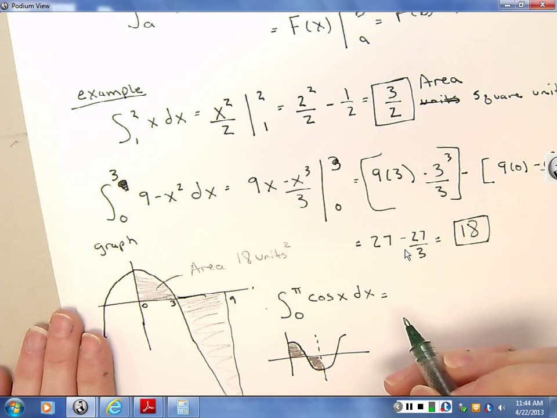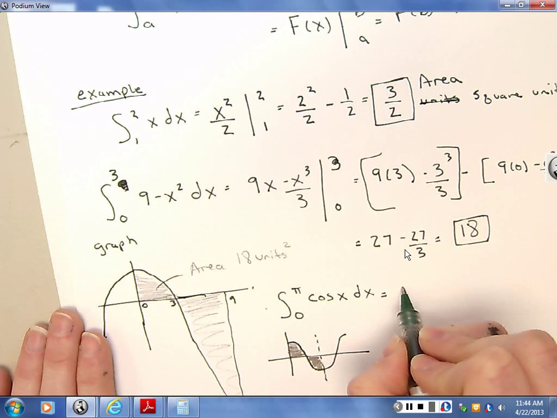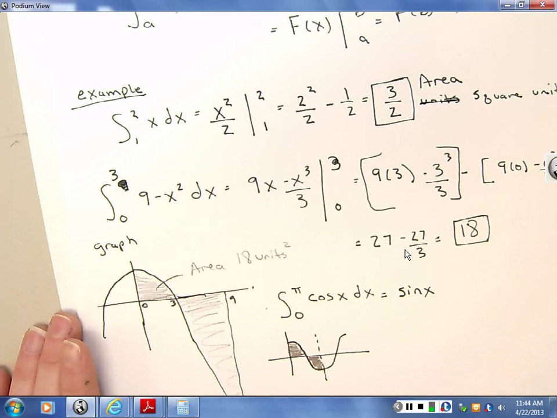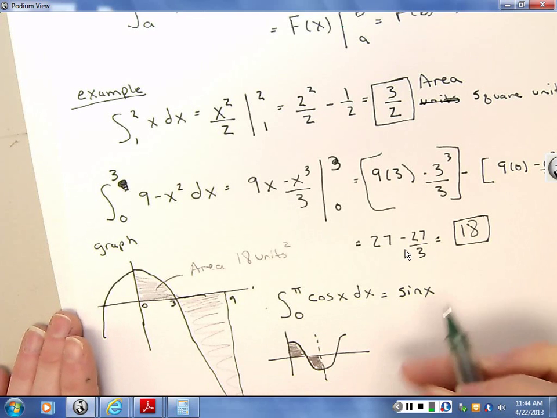Sine, the integral of cosine. Sine, right? The derivative of sine is cosine. This is the most common mistake. This is what I see all the time, is putting negative, right?